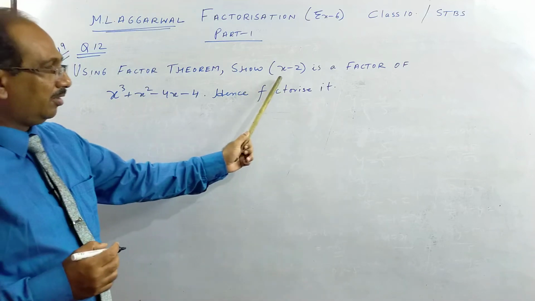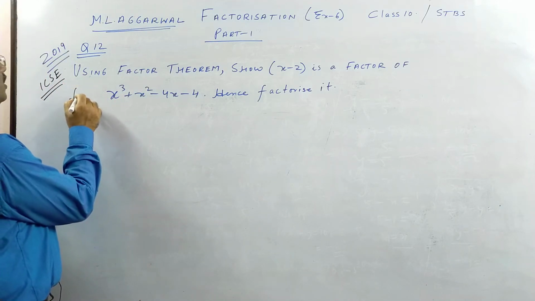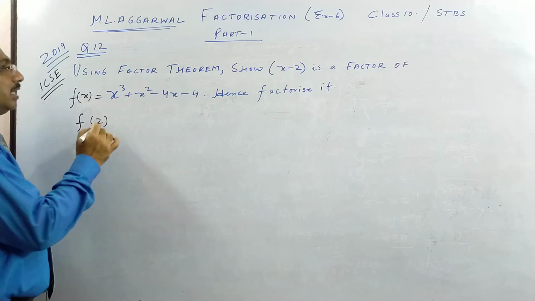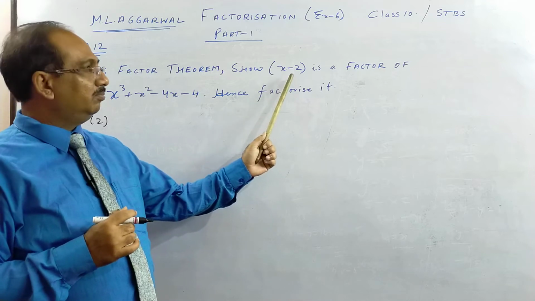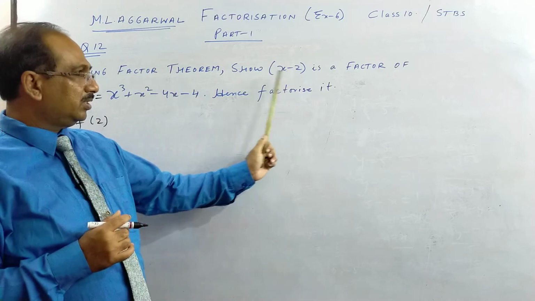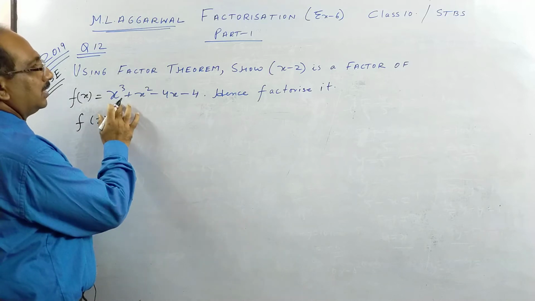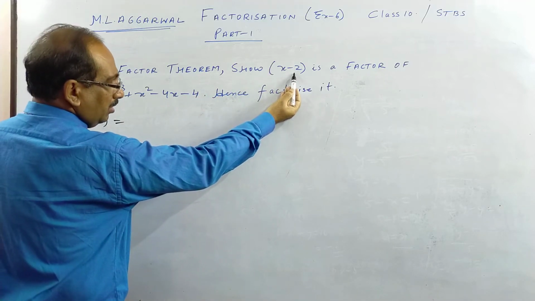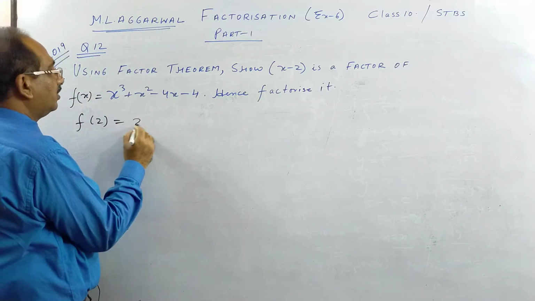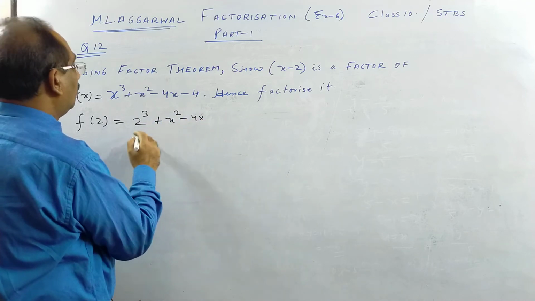If x minus 2 is given, then, children, this is called f(x), a function of x, so directly we will take f(2) by the factor theorem. The sign changes: if it is minus 2 it becomes 2, and if it is plus 2 you take minus 2. Wherever there is x, we substitute that value and see what we get.